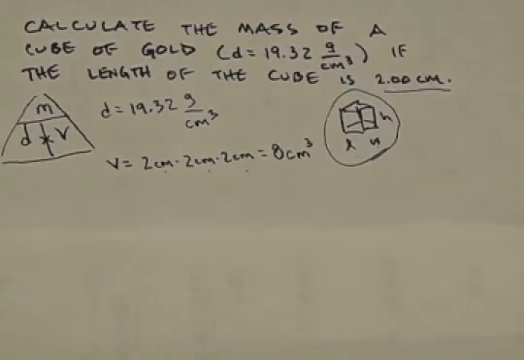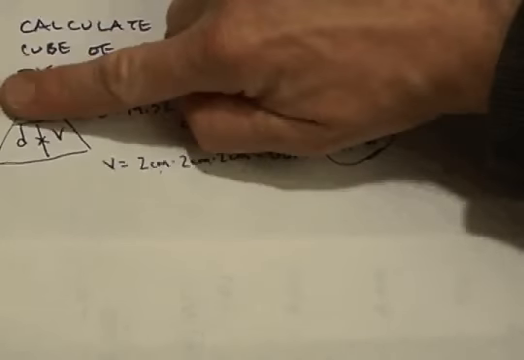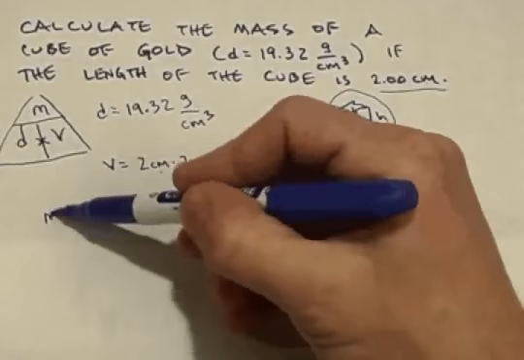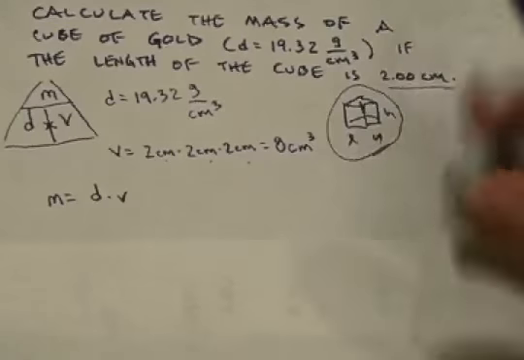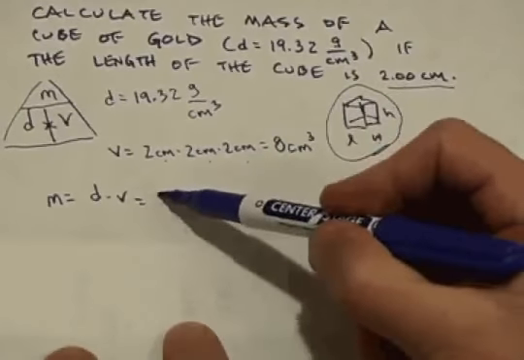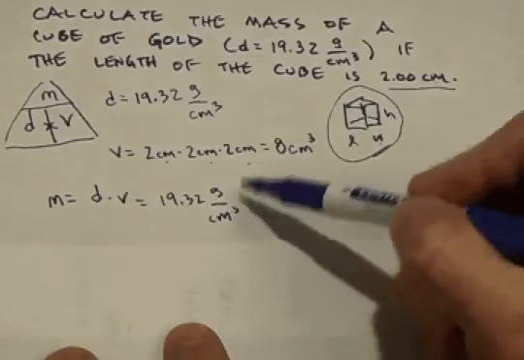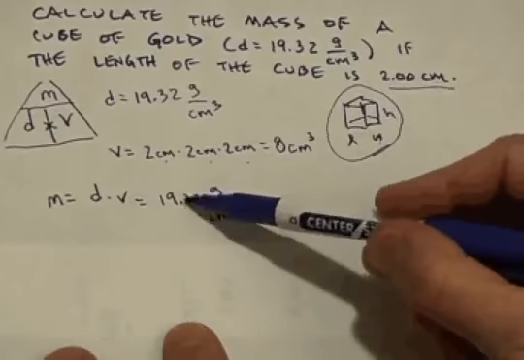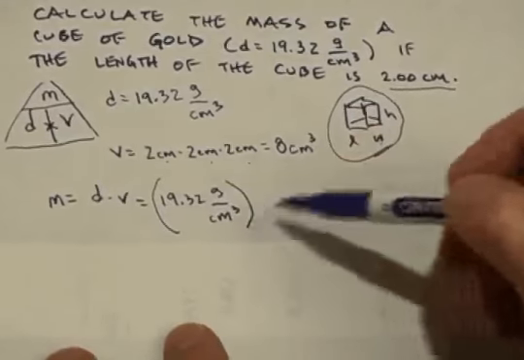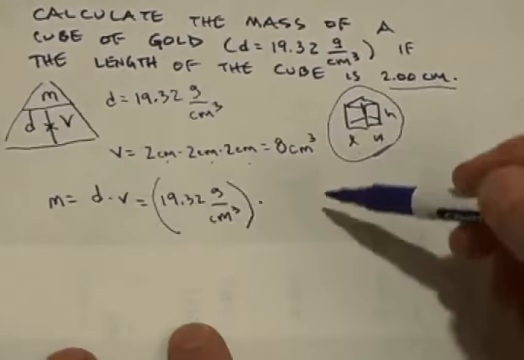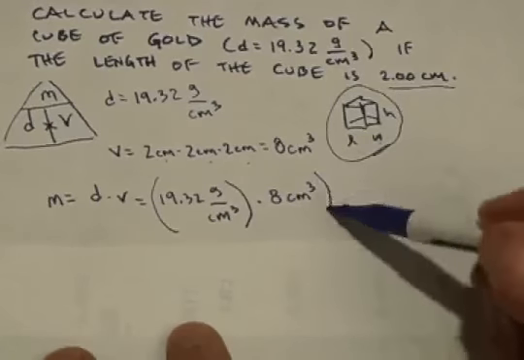Now they want us to find the mass of the cube. Since we know our density and our volume, cover up the M with your finger. Mass is equal to density times volume. So write out your equation. Mass is equal to density times volume. And then go ahead and fill in your numbers. The density is 19.32 grams per cubic centimeter. Always write out the equation first. Always write the number with your units on it. Do not neglect to write the units in. That's going to be multiplied by the volume, which we know is 8 cubic centimeters. Make sure to put your units in.